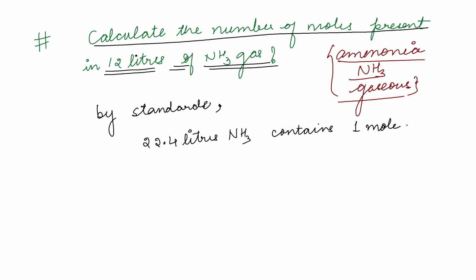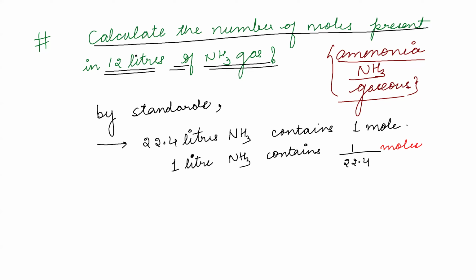Are we understanding my point? So if 22.4 liters of ammonia contains 1 mole, then 1 liter of ammonia contains 1 over 22.4 moles. The first statement has to be a standard statement. Second statement is going to be 1 liter of ammonia contains 1 over 22.4 moles.